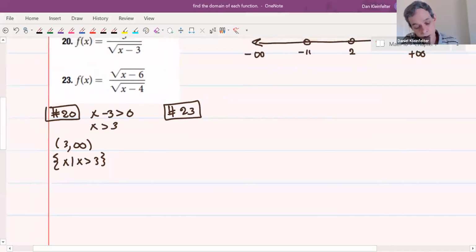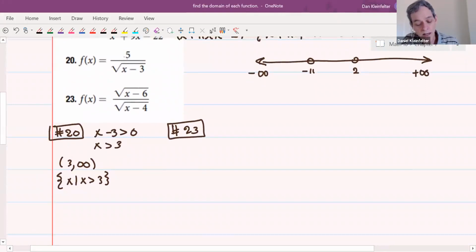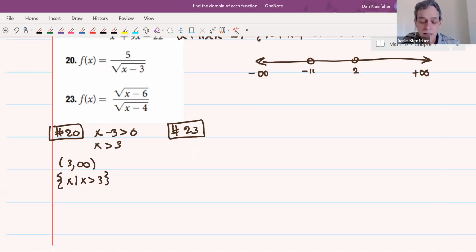All right, in number 20, we've seen one like this already. Here we have 5 over the square root of x minus 3. The numerator doesn't matter here. The denominator, we need the radical to be okay, and we also need to make sure we're not dividing by 0. In order to make it so we're not dividing by 0, x cannot be 3. In order to make it so that we're just taking the square root of a non-negative number, x has to, in fact, be greater than 3. So that's what we have down here, 3 to infinity, or the set of all x such that x is greater than 3.